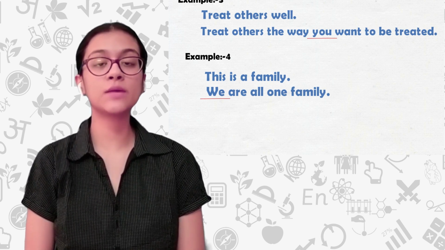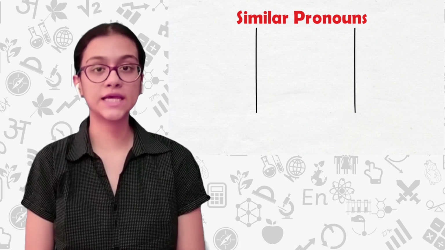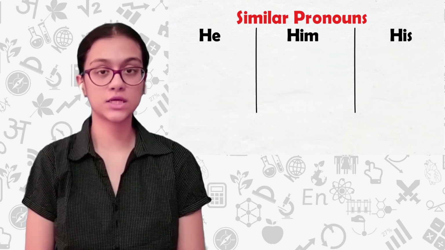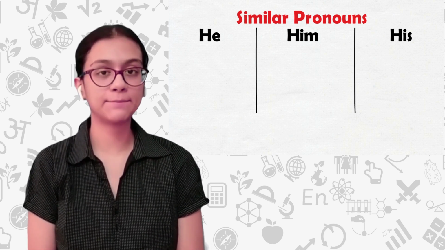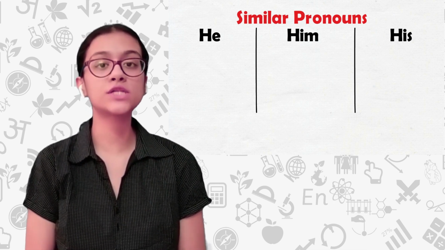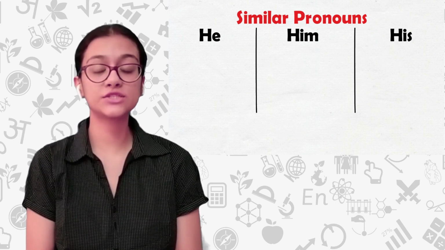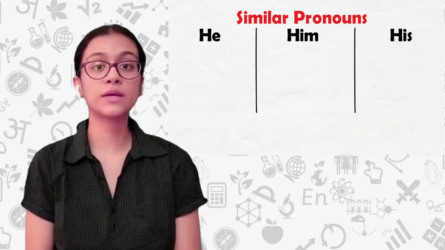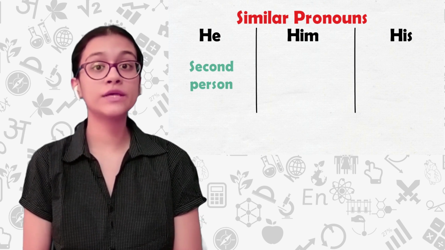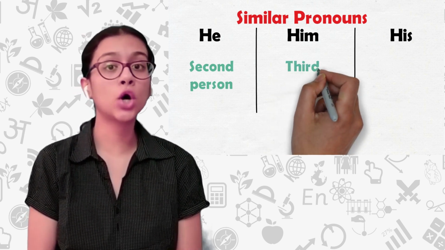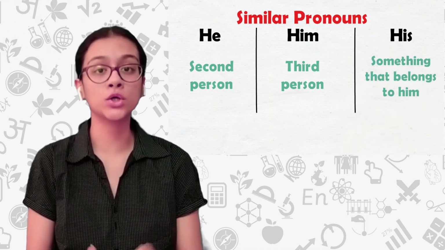अब हम आते हैं similar pronouns पे. I will explain this by using an example. He, him, his. So these three pronouns are used to refer to a male person. Okay? ये तीनों pronouns हम किसी आदमी को refer करने के लिए use करते हैं. So the difference between these three words is that we use he when we are talking about a person in the second nature. We use him when we are talking about in third person. And we use his when we are talking about something that belongs to him.